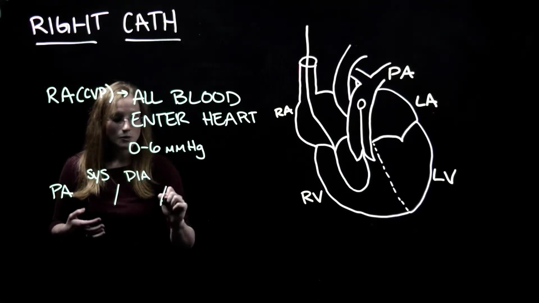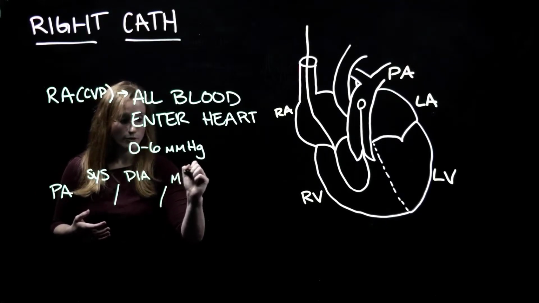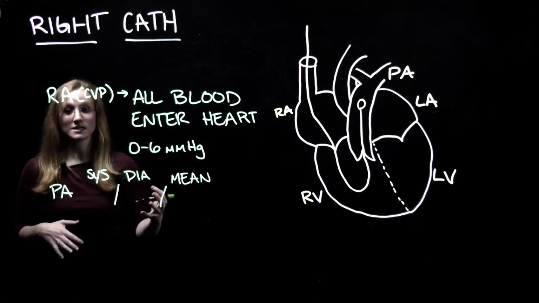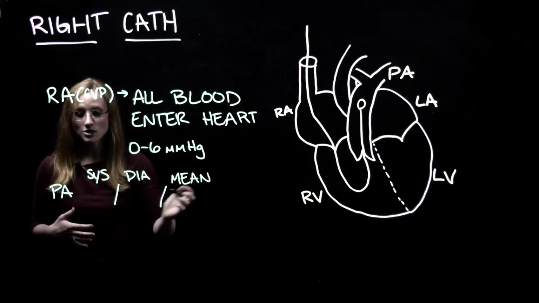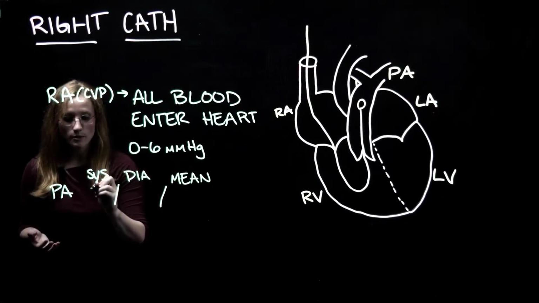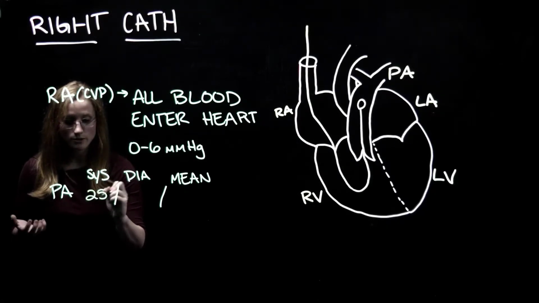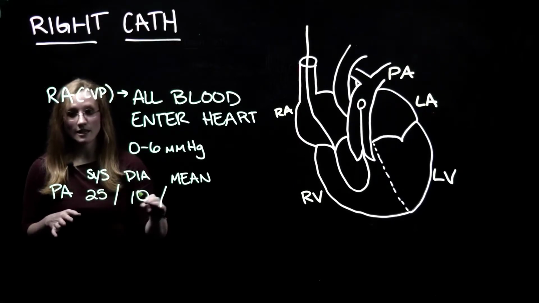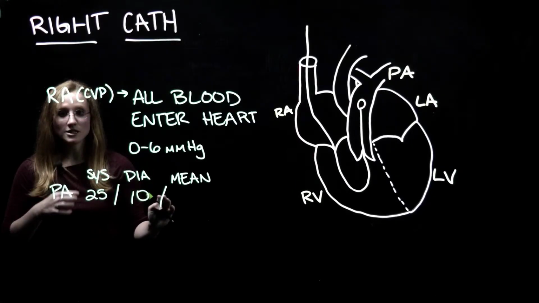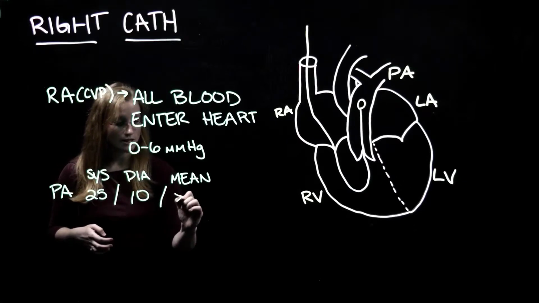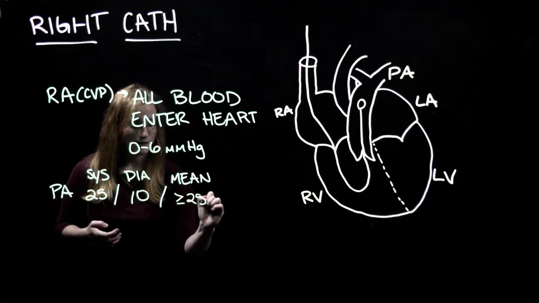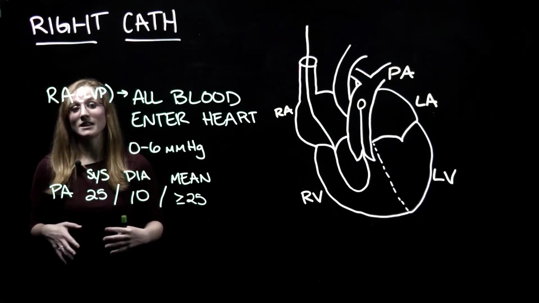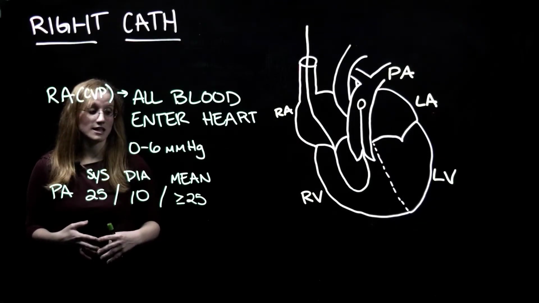And then finally, we get a mean of those numbers, so we get the average. All of these are important, but we make diagnoses and decisions based on the mean. A normal systolic is probably somewhere around 25 or lower, and a diastolic around 10, and these are all in millimeters of mercury. You don't want the mean to be greater than or equal to 25, because that means fluid is backing up on the right side of the heart, and we have something like pulmonary hypertension that we then have to deal with.